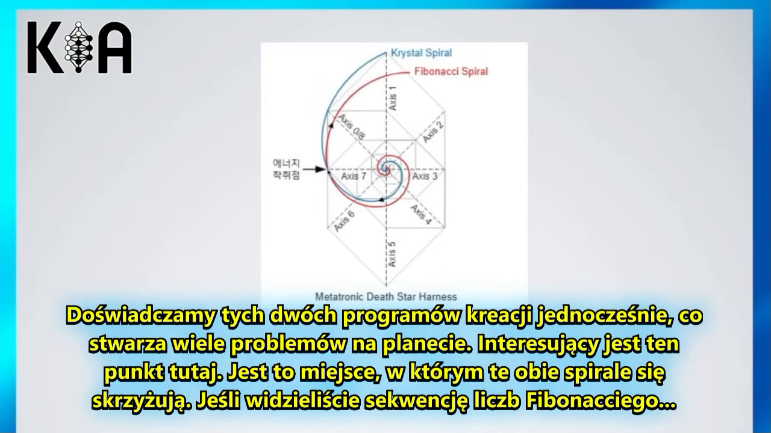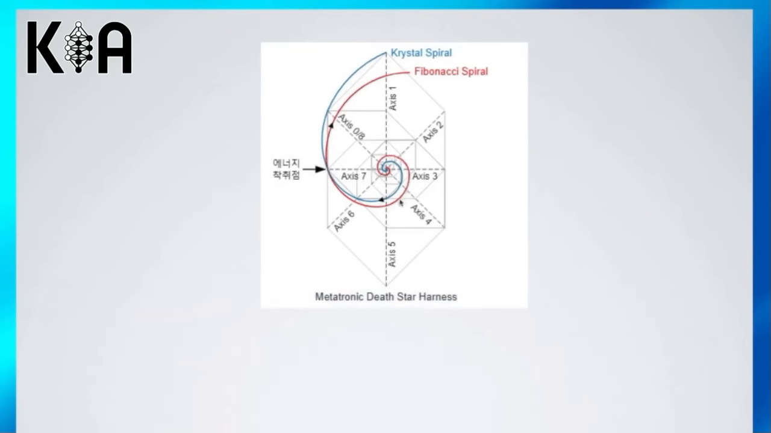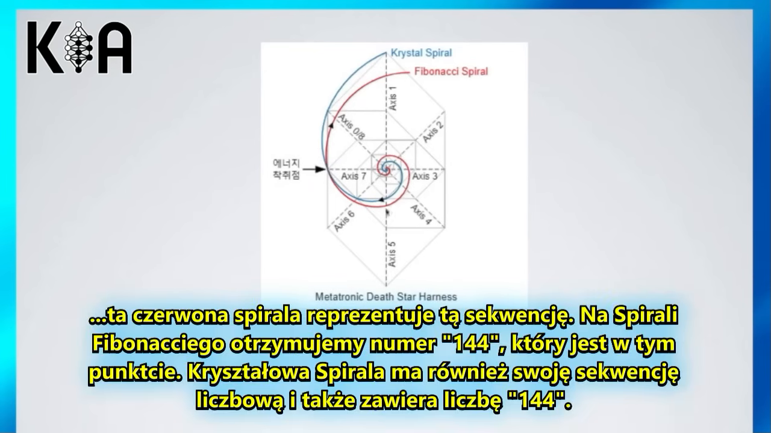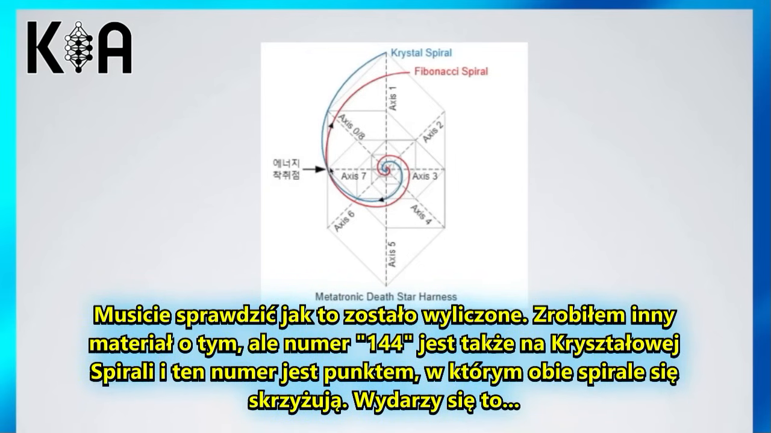Now, what's interesting is this point here is where the two spirals will cross. Now, if you Google the numbers of the Fibonacci sequence and follow the numbers, this spiral would be a representation of the numbers of the Fibonacci spiral. On the Fibonacci spiral, you get the number 144, which would be at this point here. Now, the crystal spiral also has a number progression sequence, and it also has 144 on it as well. You'd have to see how it was actually calculated. I've done another separate post on that, but the number 144 is basically on the crystal spiral as well. And interestingly, 144 is the point where they both cross.